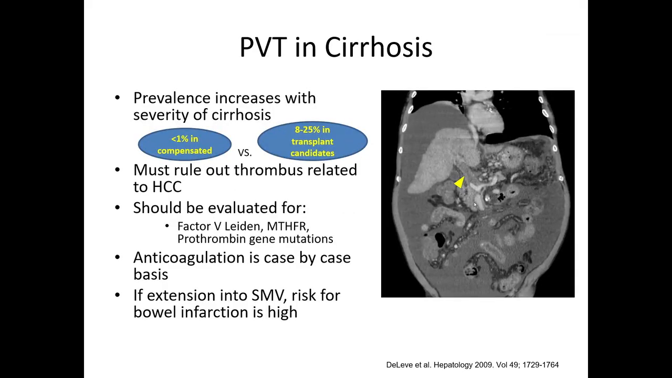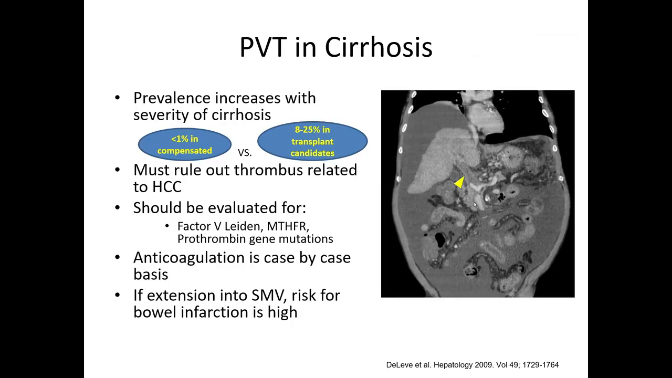Portal vein thrombosis and cirrhosis is a special category, and the prevalence increases with the severity of cirrhosis. It is less than 1% in compensated cirrhosis versus 8 to 25% in transplant candidates. And here on the right, you see an example of a cirrhotic patient due to the small shrunken liver, the presence of ascites surrounding the liver and throughout the abdomen, and this yellow arrow pointing to a thrombus within the portal vein. It's important to rule out thrombus related to HCC in all patients who might have cirrhosis.